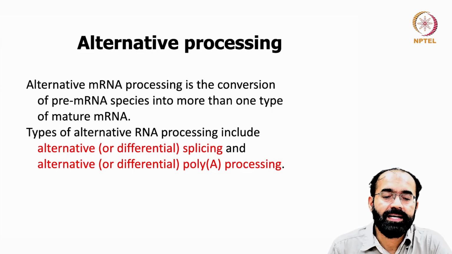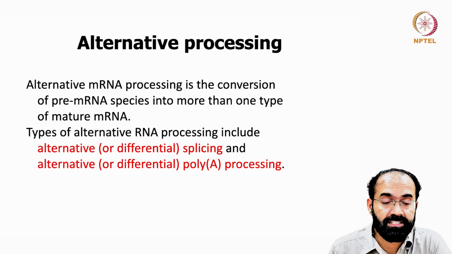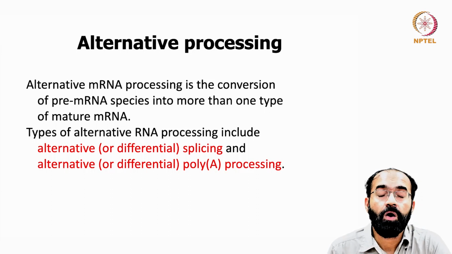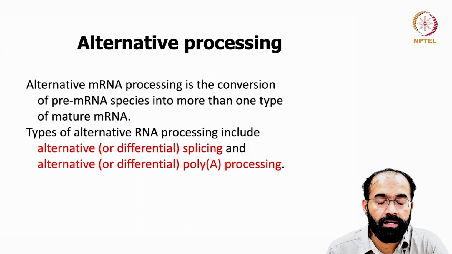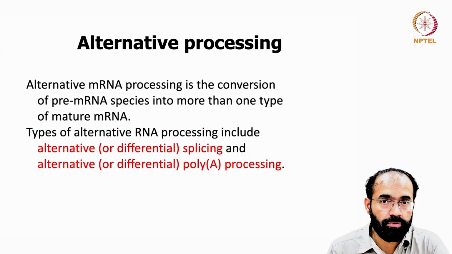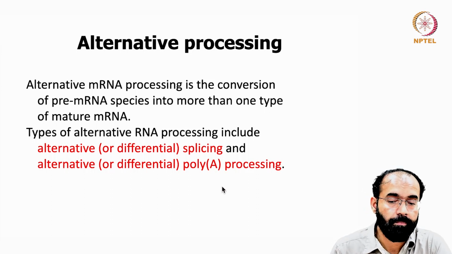So types of alternative RNA processing include alternative or differential splicing and alternative or differential poly-A processing. Because this requires detailed and slow moving onto the topic, we will see them really slowly so that you will catch it in the right spirit.